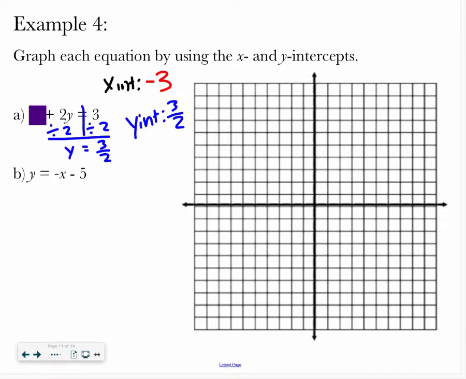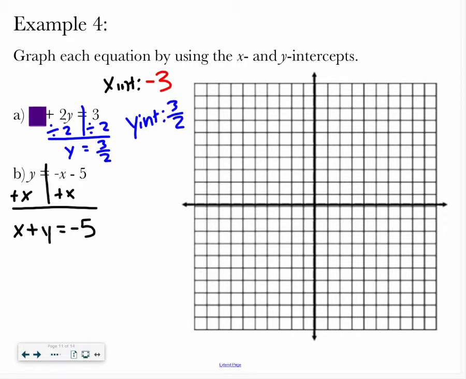So we have letter B, we have y equals negative x minus 5. The first thing I want you to do is rewrite this in standard form. Remember, standard form has the x and y on the same side of the equal sign. So I'm going to add x to both sides, so that way both my variables are positive. And I now have x plus y equals negative 5.